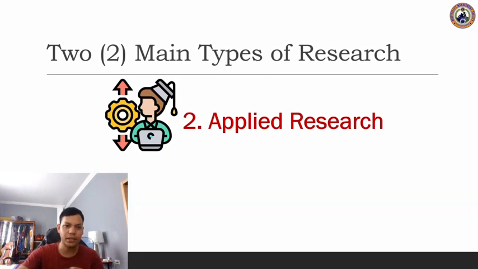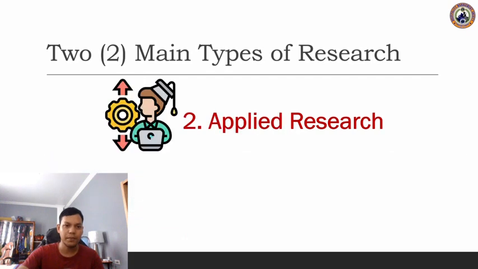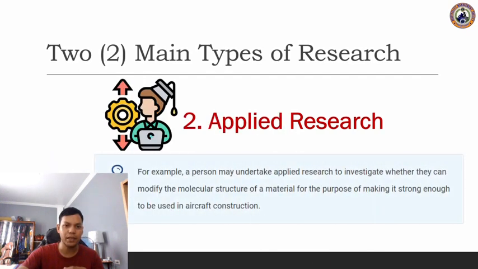The basic research is just to enhance your knowledge of the existing information. But for the applied research, you have a main goal, for example here, to have a material strong enough to be used in aircraft construction. That will be useful to enhance the situation of any entity or organization, for example, or individual.